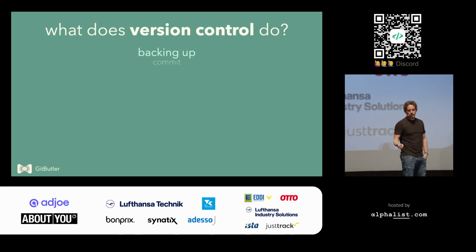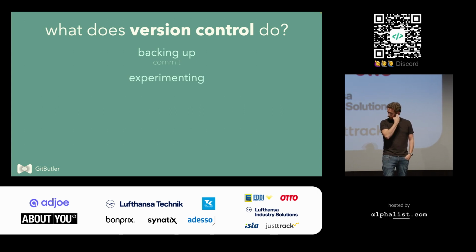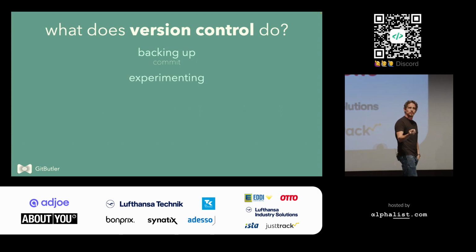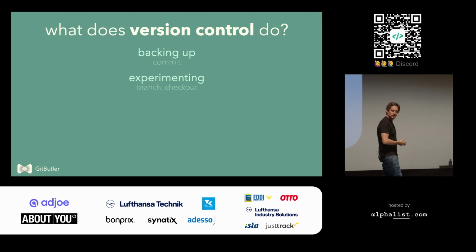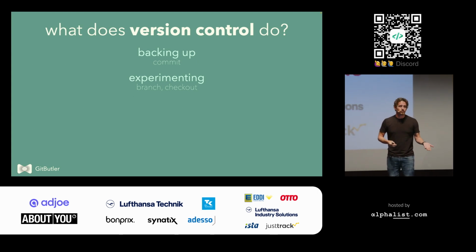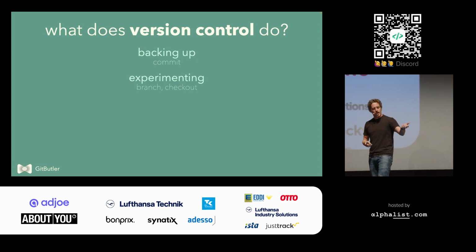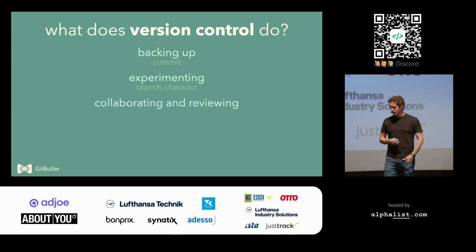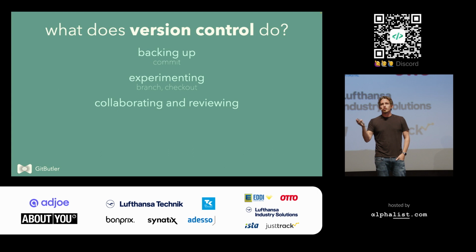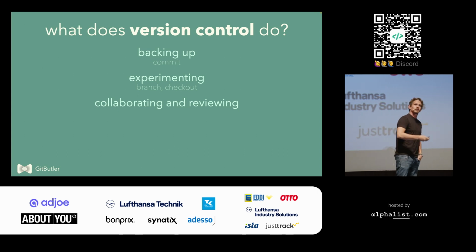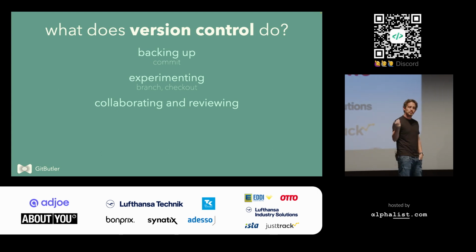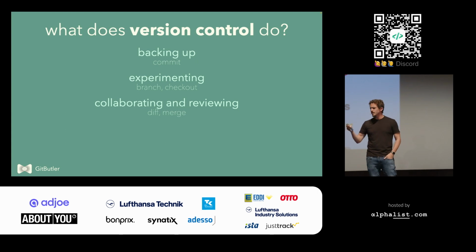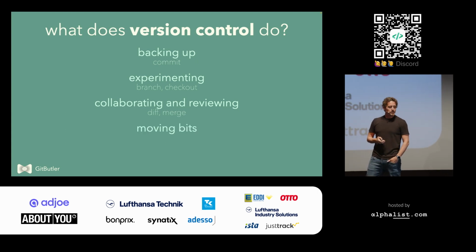which is commands like commit in Git. It allows us to experiment, so we can work on different branches at the same time. This is something that Google Docs can't do. It can save and back up our work, but it's very hard to experiment on stuff in something like that. We use it for collaborating and reviewing, so sharing work with people and giving feedback on stuff, so the diff and merge commands.